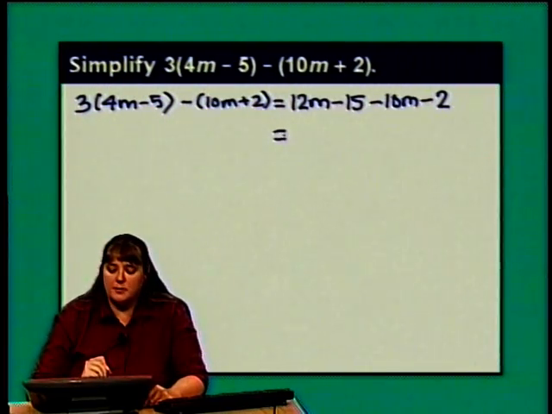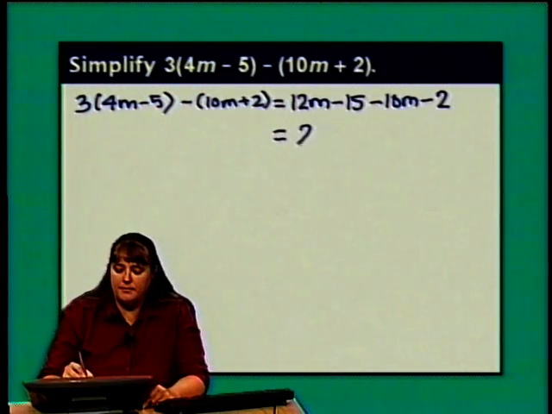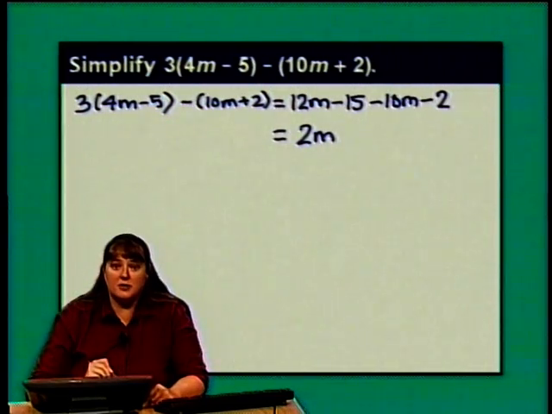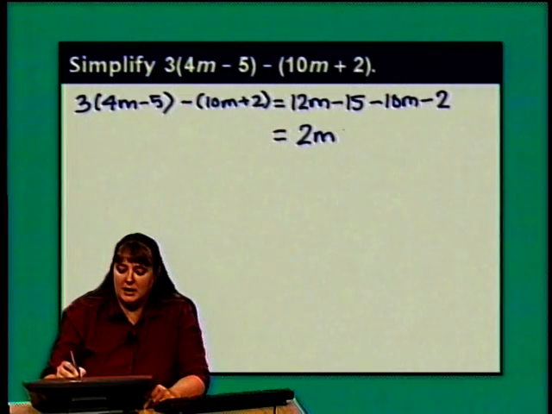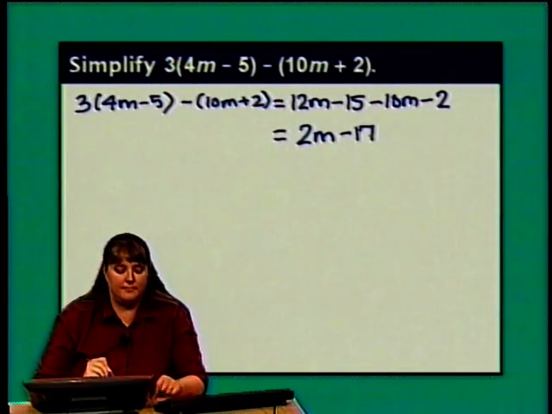Now I have some like terms. 12m and negative 10m are like terms. 12m plus negative 10m is 2m. I can also combine my constants. Negative 15 plus negative 2 is negative 17. So I have 2m minus 17.